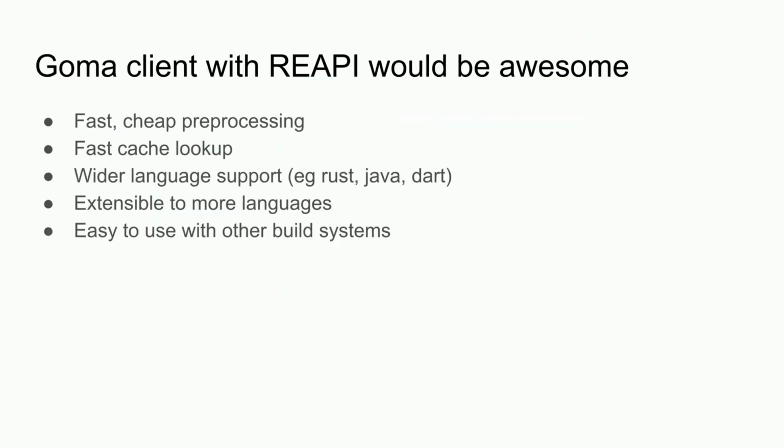So this tells us that at first I was scared that the Goma client would be switched to talk RE API, but now it sounds really good. If I can get our backend to talk the required protocols, it would have really fast, cheap pre-processing, it would have really fast cache lookup. It's got quite a wide language support, so besides C and C++, it's got Rust, Java, and Dart, and it's extensible to more languages if you're willing to hack the Goma client itself. And it's easy to drop into other build systems, so this is pretty cool, in my opinion.